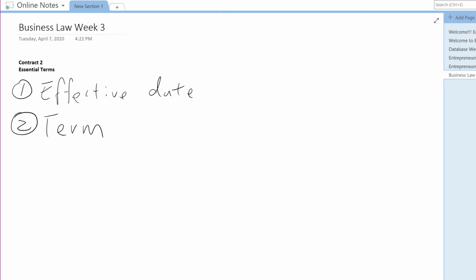And two, the second essential term happens to be term. What is a term, you might ask? The term is a period of time. That's what the word means. It's a period of time, or how long the contract is good for.